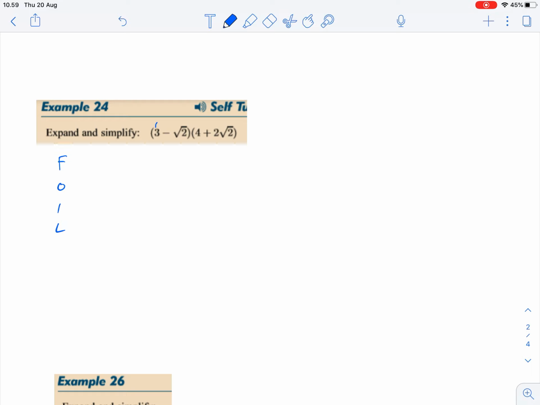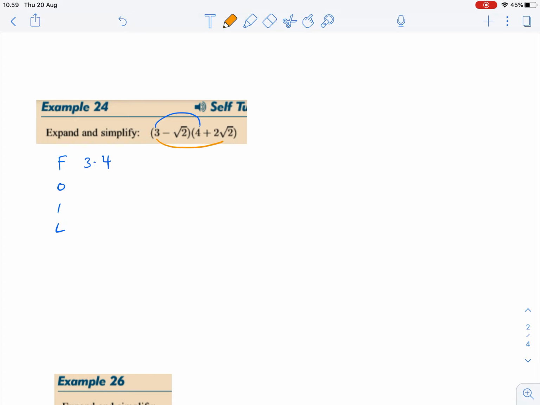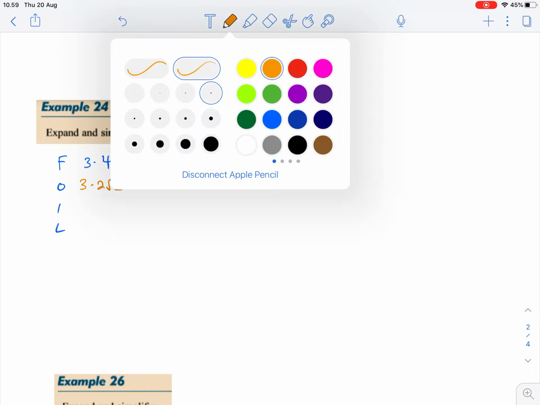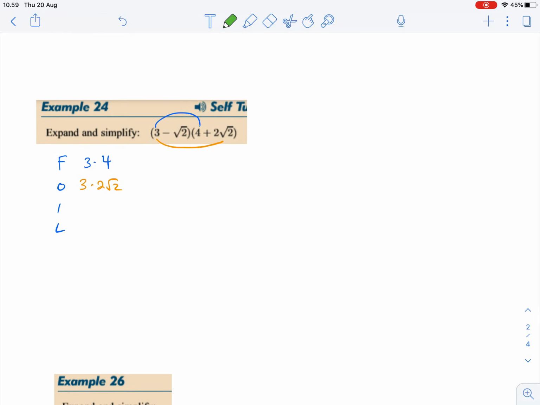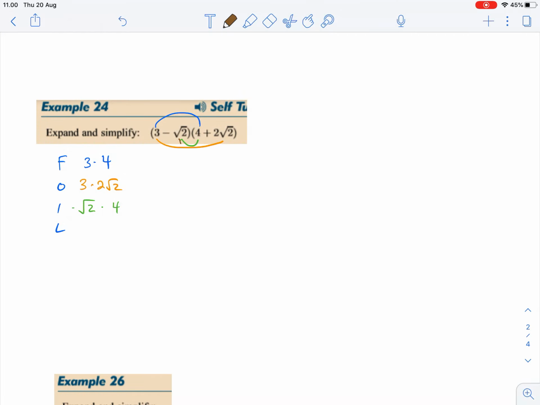FOIL, which is, remember, first. So my first, 3 times 4. My outer, 3 times 2 root 2. My inner, which is negative root 2 times 4. And my last, negative square root of 2 times 2 root 2.